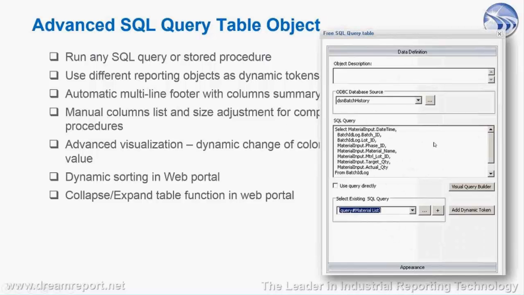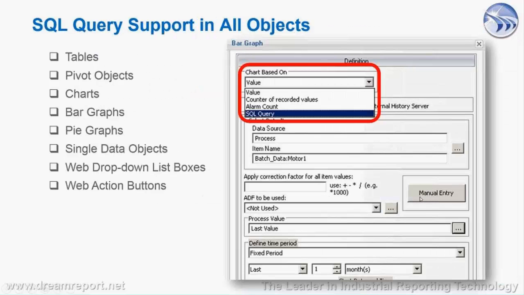And here's part of that table interface: build your query, maybe use the Visual SQL Query Builder, and then either pick your list from a pre-built list of queries, add any dynamic tokens, and then set your appearance on that. SQL query support is now available for any object in Dream Report. So again, whether it's a chart, a widget, a bar graph, it doesn't really matter. Any queries can feed any object in Dream Report.